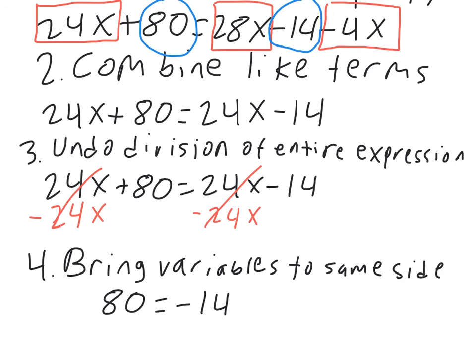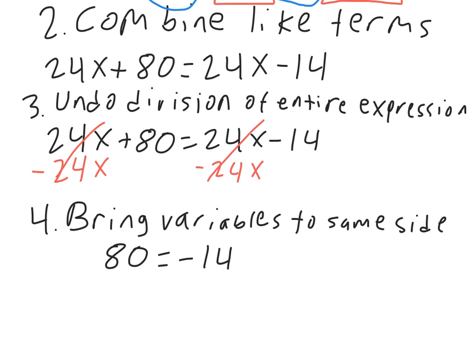So now you see here, we have 80 equals negative 14. Where'd our x's go? Well, they both disappeared. That's why this is a special case. This is an equation where the x's just combine to get rid of themselves. So now the one question that we're going to ask ourselves is 80 equals negative 14. Is that true? No, of course 80 doesn't equal negative 14. 80 only equals 80. So 80 doesn't equal negative 14. That's not true. So our answer is going to be no solution.